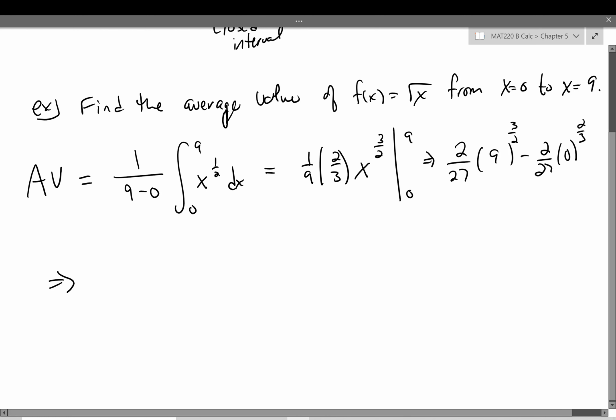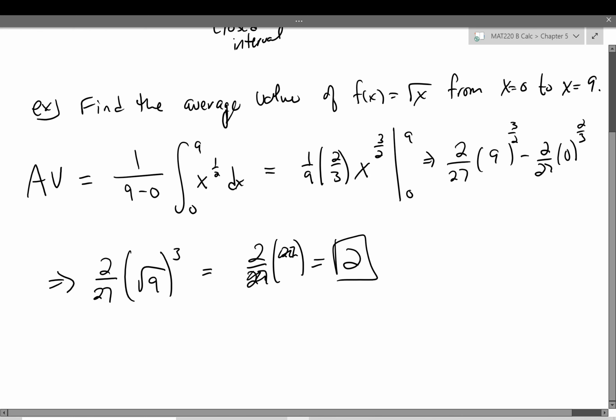And if you want to, you can go ahead and get your calculator out. If you don't want to do that, 2 over 27 times the square root of 9 cubed. All right, well, we know the square root of 9 is going to be 3, and 3 cubed is 27. So it's 2 over 27 times 27, where the 27s reduce. So the average value is 2. Okay?